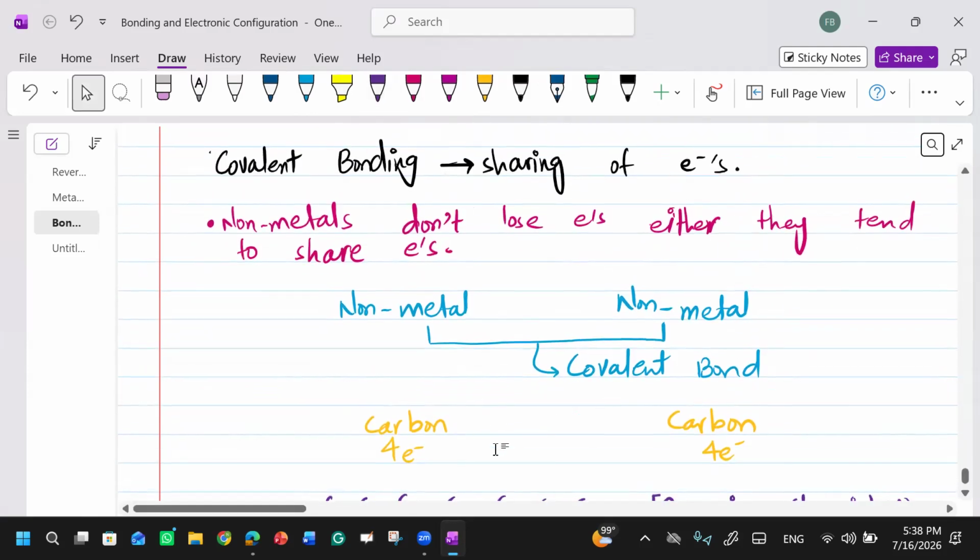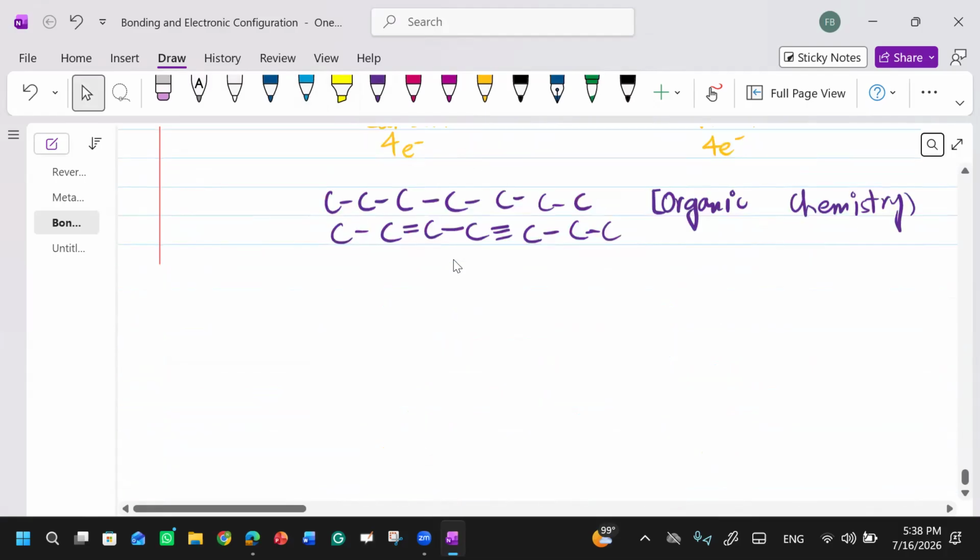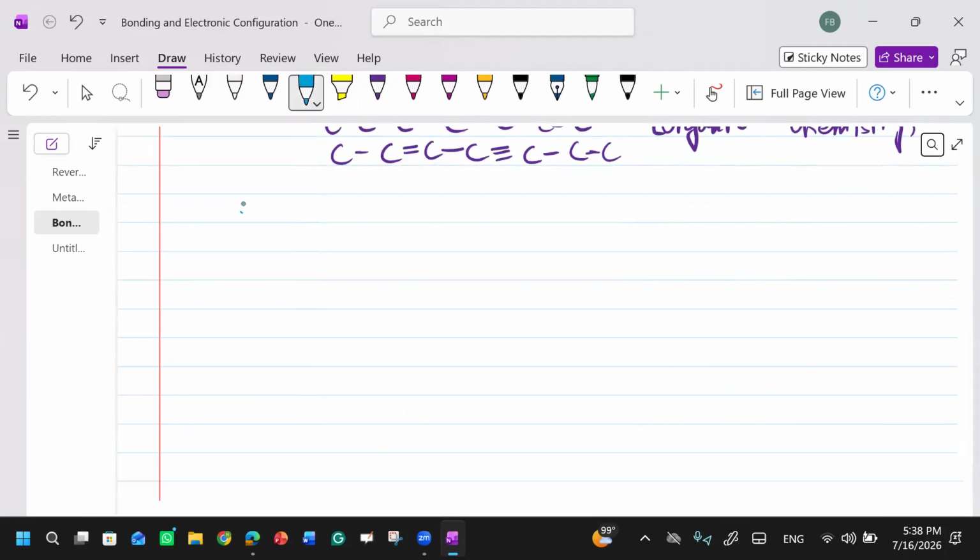Now one more point we have discussed, that we need non-metals. Same type of atoms can combine to make a covalent bond, right? But you cannot say that you have sodium and sodium, so they will make a covalent bond. This is not the case. Why? Because sodium is a metal, so this cannot happen. You need non-metals.